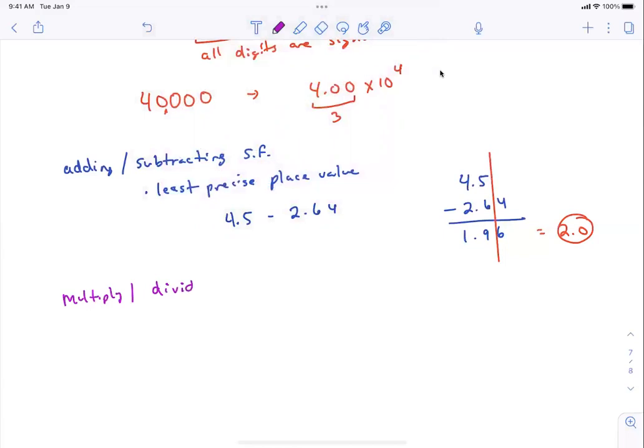When you multiply and divide significant figures, you go by least number of significant figures, because the place values don't have any value in measurements that have different units. So you can't just say, oh, this is tenths and this is hundredths. Well, a tenth of a gram is not the same as a hundredth of a centimeter cubed. And so you actually have to go by significant figures there.